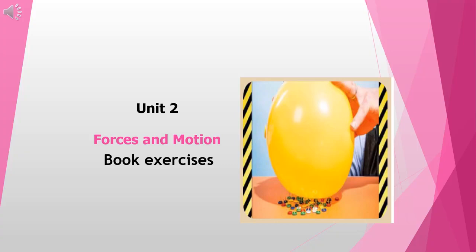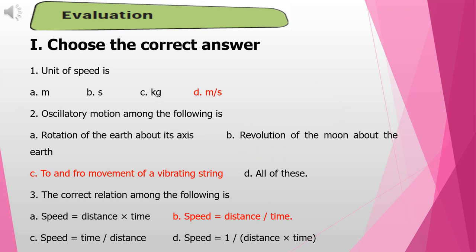Today we are going to discuss the unit 2 force and motion book exercise solution. Evaluation. Roman letter 1, choose the correct answer. Question number 1, unit of speed is A meter, B second, C kilogram, D meter per second.